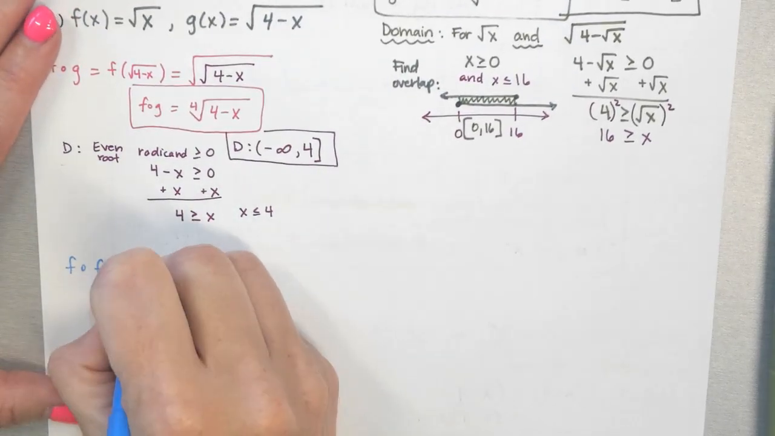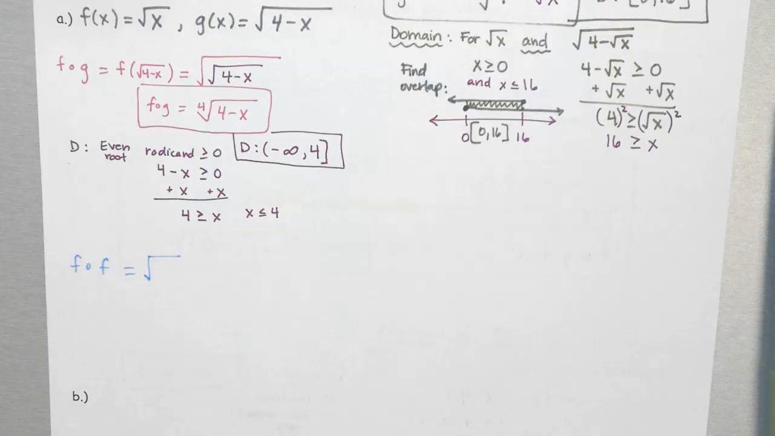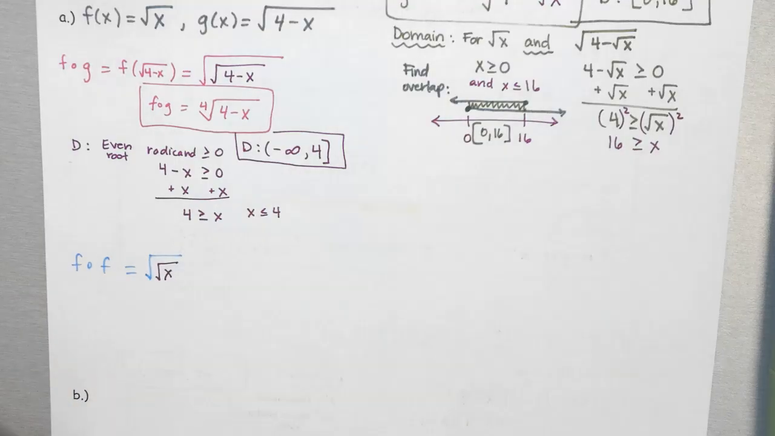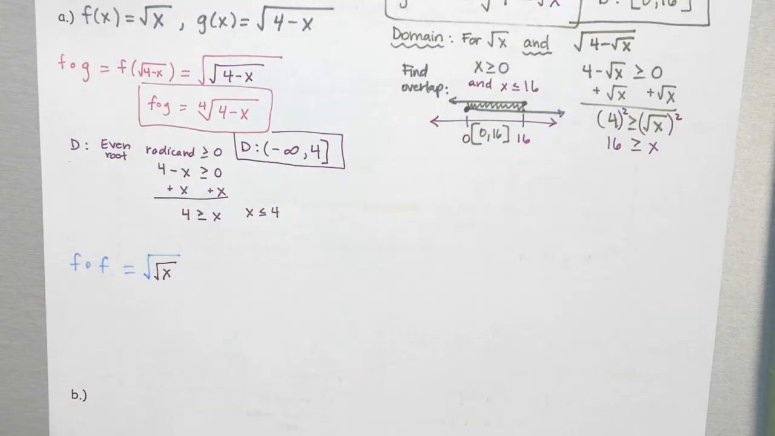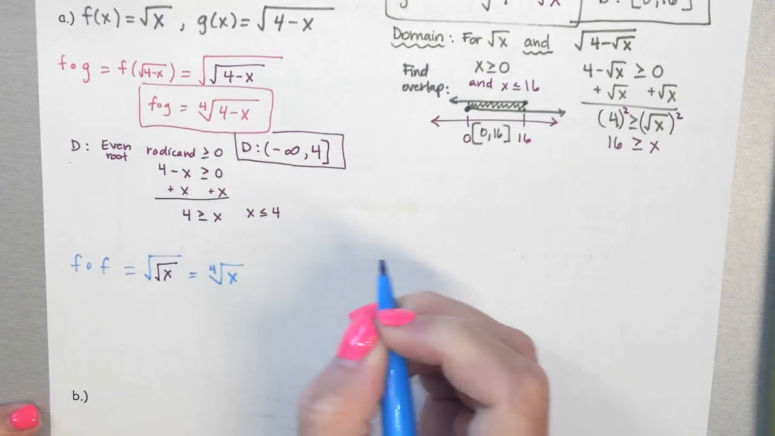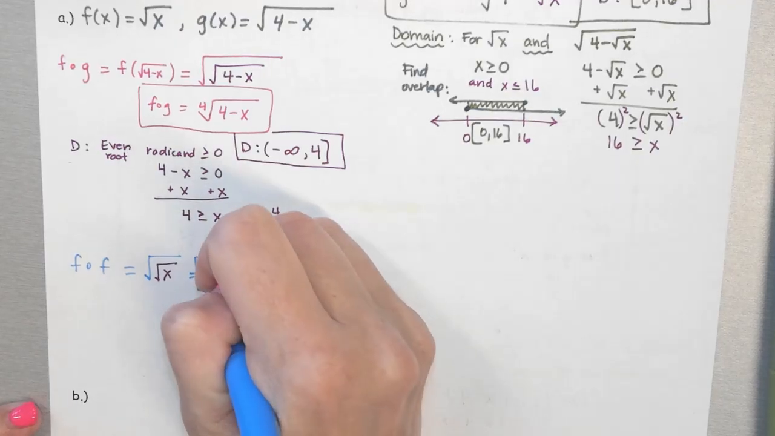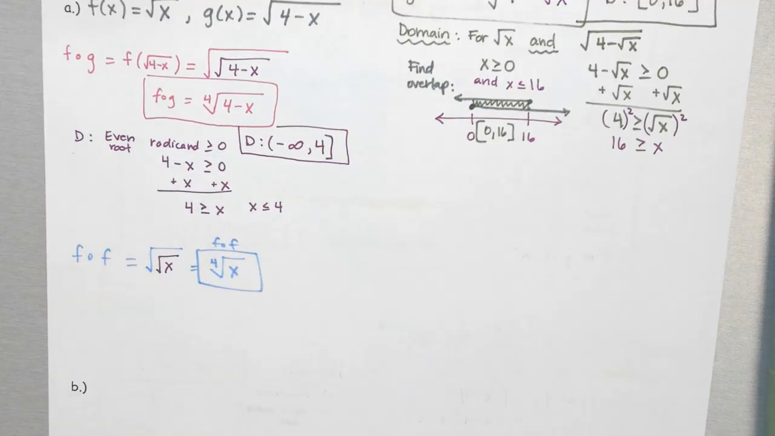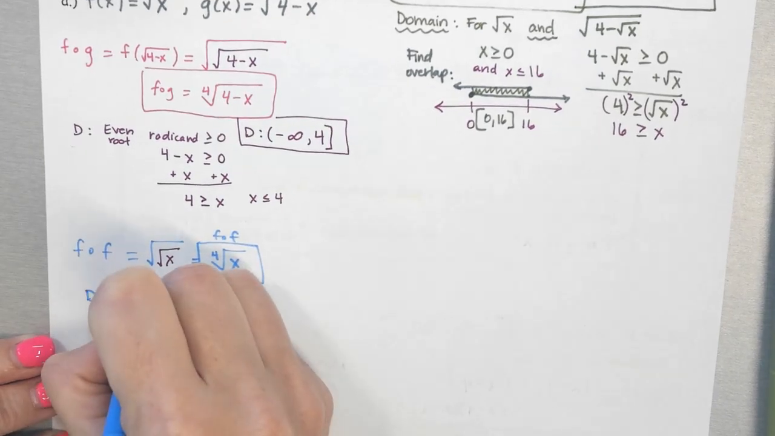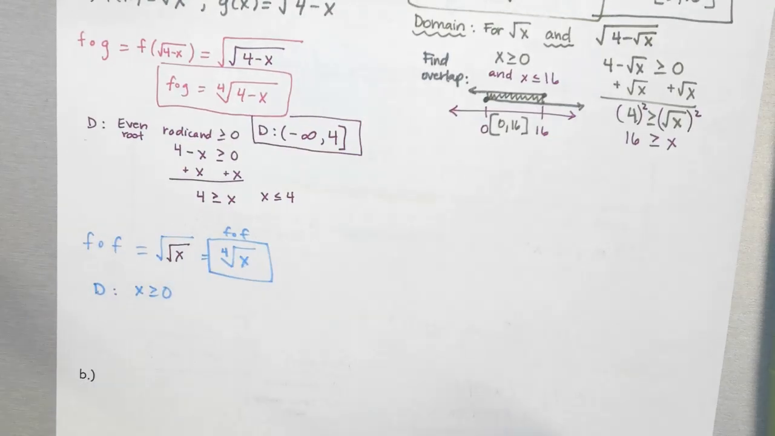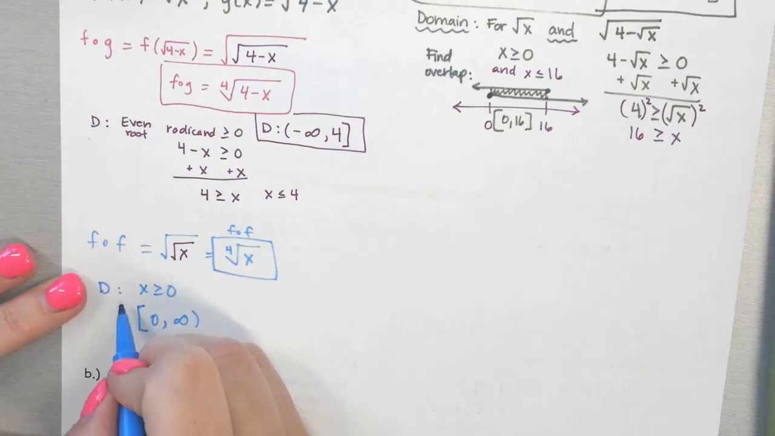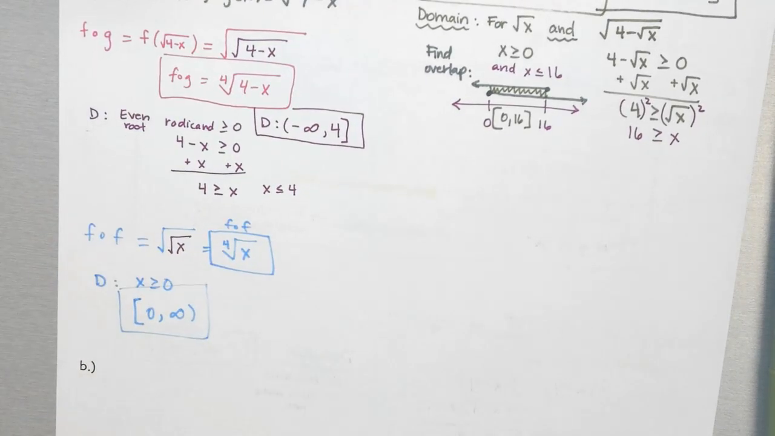Okay, so if f of x is the square root of x, we're going to do the square root and then the square root of x. So again, you have here a square root on top of another square root, so it's just the 4th root of x. Okay, that is your f of f. So when you're doing the domain, whatever's inside has to be greater than or equal to 0. If we write that in interval form, we have 0 to positive infinity. That's your domain for f of f.